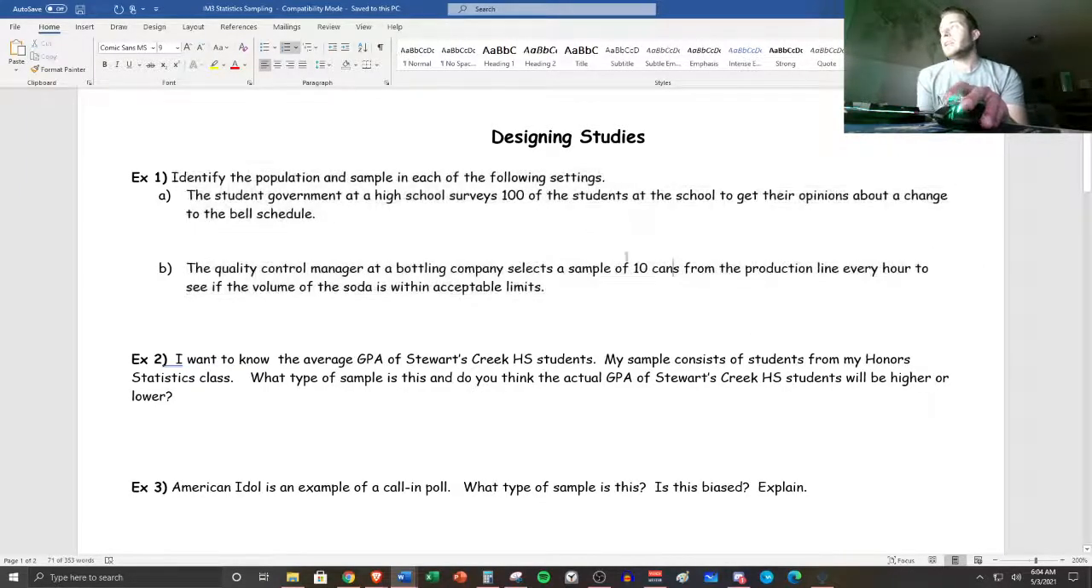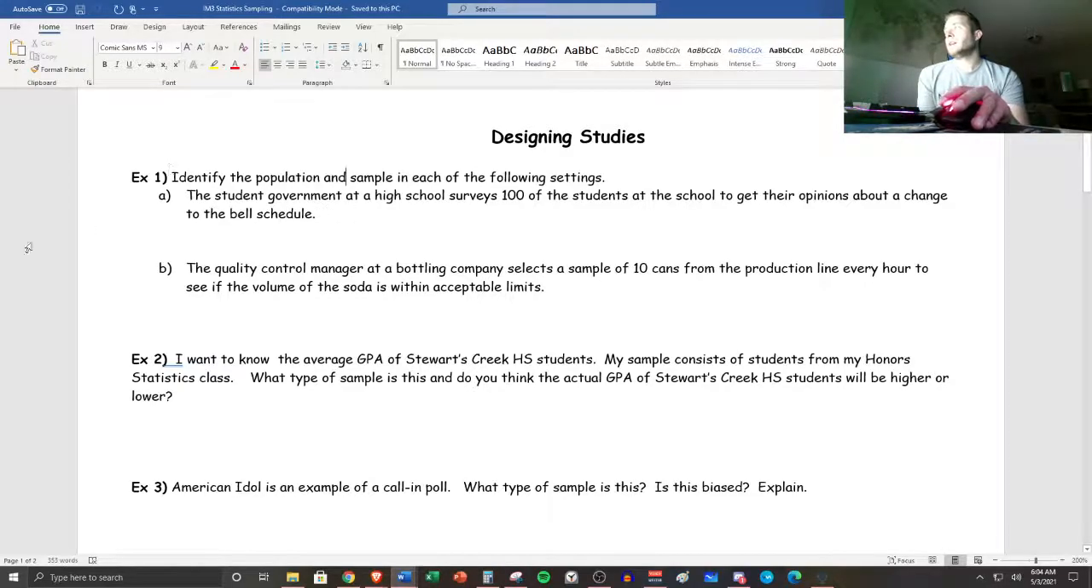In each part of this, you are to identify the population and the sample in each of the following. What would be the population, which is the entire group we want information about, and then what's the sample? That's the subset of that population that we're using to gather data. So I'm going to pause the video here, and you guys are going to go ahead and answer both A and B.